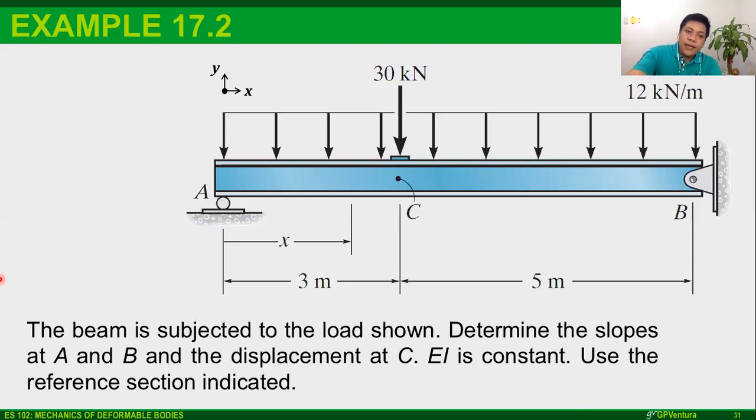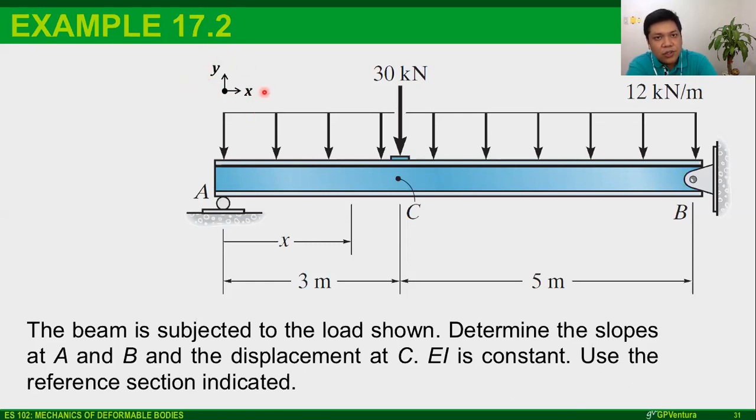A simply supported beam is subjected to the load as shown. We are being asked to determine the slopes at point A and at point B. So what is theta at A and B? This is a simply supported beam. I have a pin and a roller, so I know that the slope is not equal to 0. And the displacement at point C. The flexural rigidity EI is constant, and we're being asked to use the reference section indicated, which is this one.